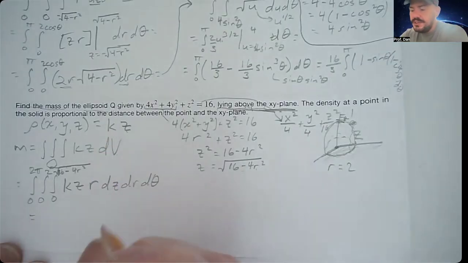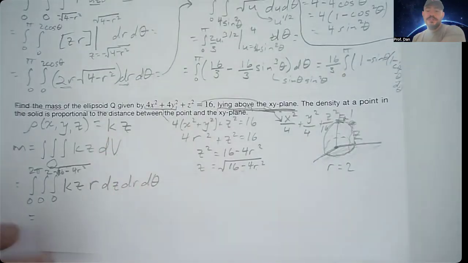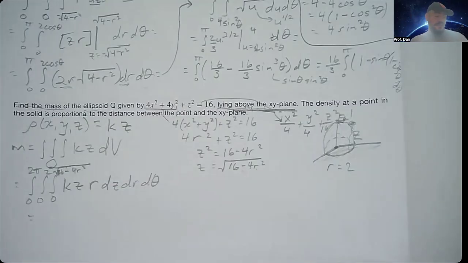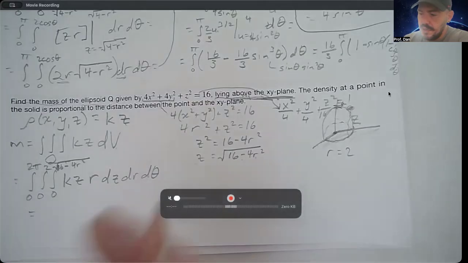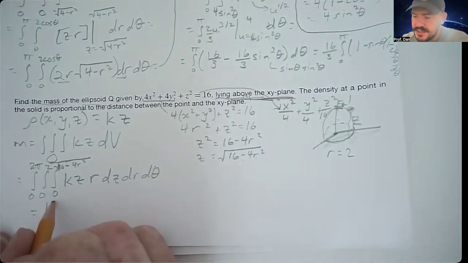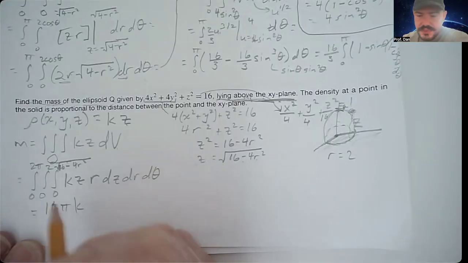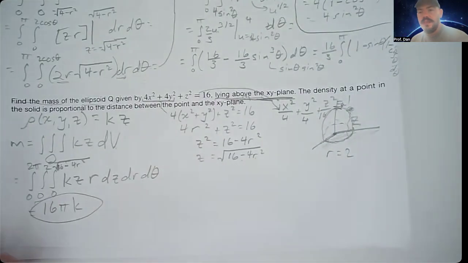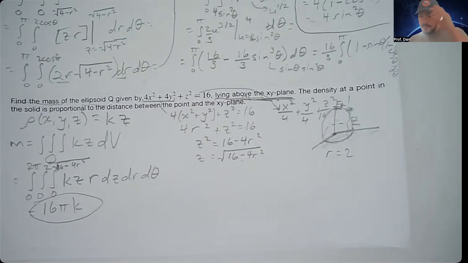Okay, and then we basically are going to go through and we're going to do an integral that looks an awful lot like the one that we did in the last example. So I am going to just give us the answer for this one so we can move on to the next part. And we end up getting 16 pi times the constant k. All right. So now that we've done that one, we know what the mass of that ellipsoid would be.